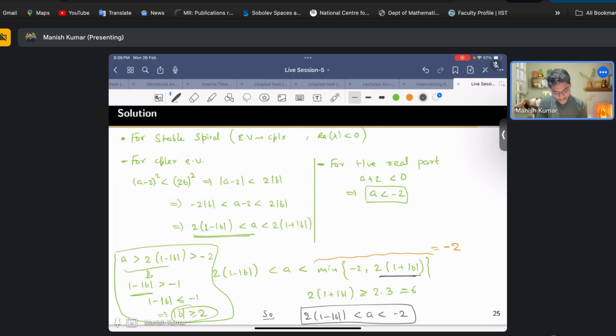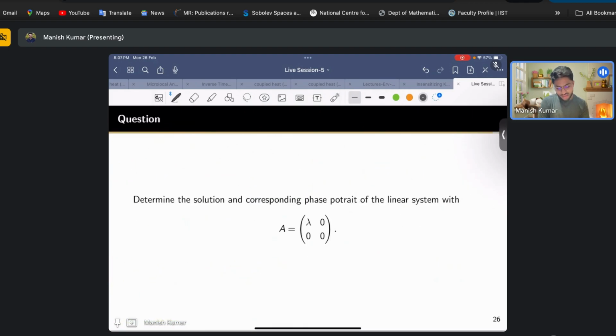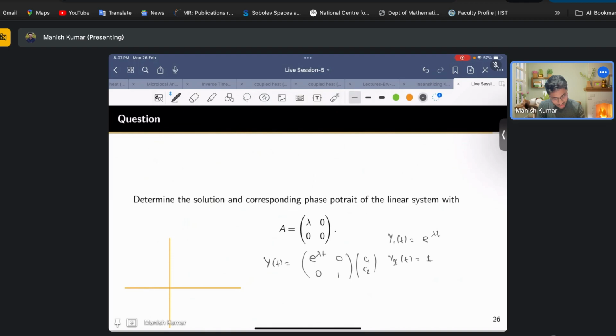Now this is a very simple exercise that I leave to you. Okay, it's not that trivial. You can clearly see that this y(t) is e^(lambda t) times 0, sorry, this will be 1. So you see y1(t) is equal to e^(lambda t), and y2(t) is always going to be 1. So if you want to draw the phase portrait, it's quite simple. Here you will get c2, here you will get c1. So y2 is always going to be this constant line.